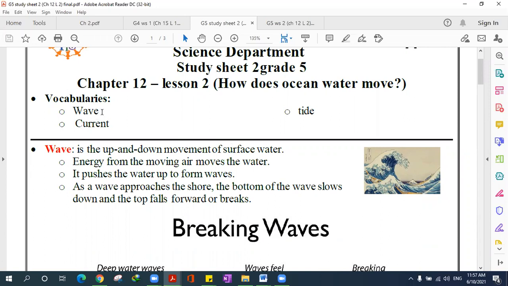So we have different vocabularies: wave, current, tide. Those are the vocabularies for this lesson. It's talking about the different movements of the water. So the ocean water has different movements: waves, current, and tides, and every one is caused by a certain effect. And most of them, of course, are natural. So the first movement is the wave. And you guys all know the wave. It's the up and down movement of surface water, right?